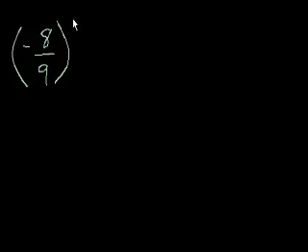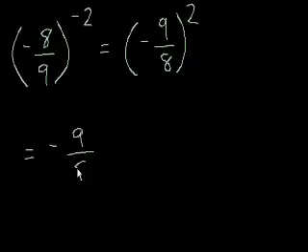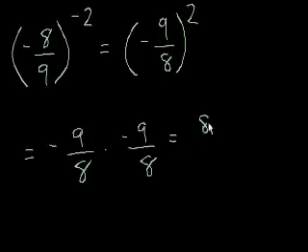Let's do another problem. Let me think of a good number. 8 over 9. Let's make it negative. Negative 8 over 9 to the negative second power. Well, once again, that equals negative 9 over 8. Notice I just immediately took the reciprocal of the base and to the positive 2 power. And now that equals negative 9 over 8 times negative 9 over 8. A negative times a negative is a positive. So we get 9 times 9 is 81 over 64.